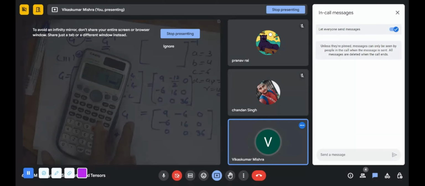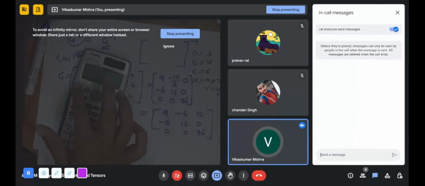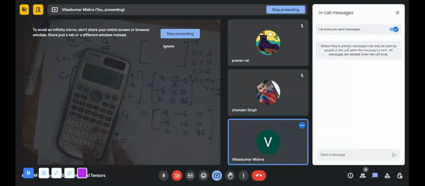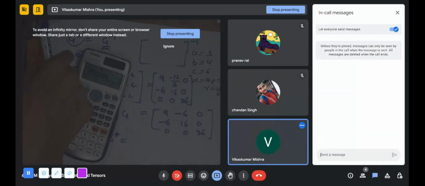Just let me cross check it. 9, minus 6, 0, minus 6, 16, 0, 0, 0, 36. Perfect. So we will go to the matrix, we will select 3 and we will take the inverse of it. Let's see what we are getting. Oh, we are getting not so good values, but still it's okay. So we can write G star as the values which we are getting: 0.1481, 0.0555 and 0, 0. Here we are getting again 0, 0.